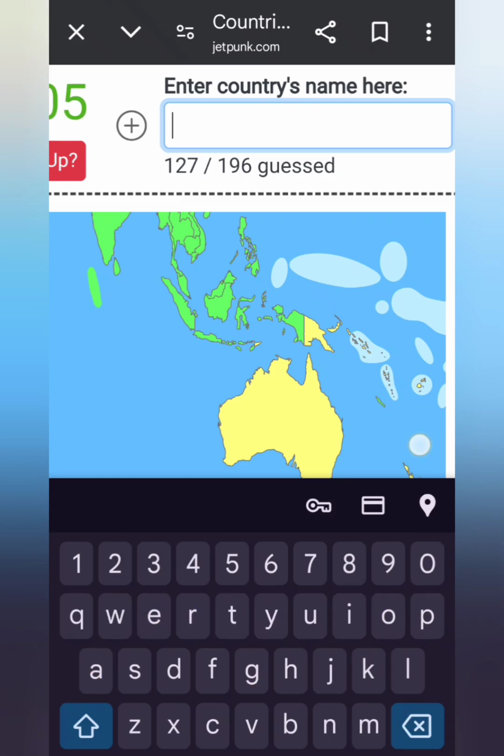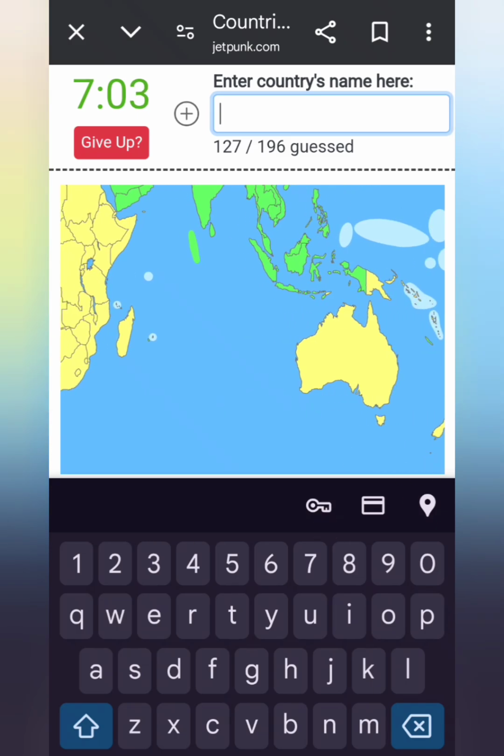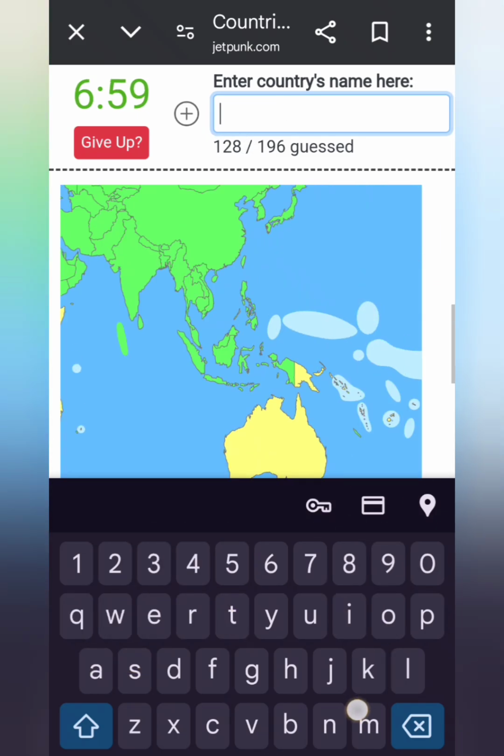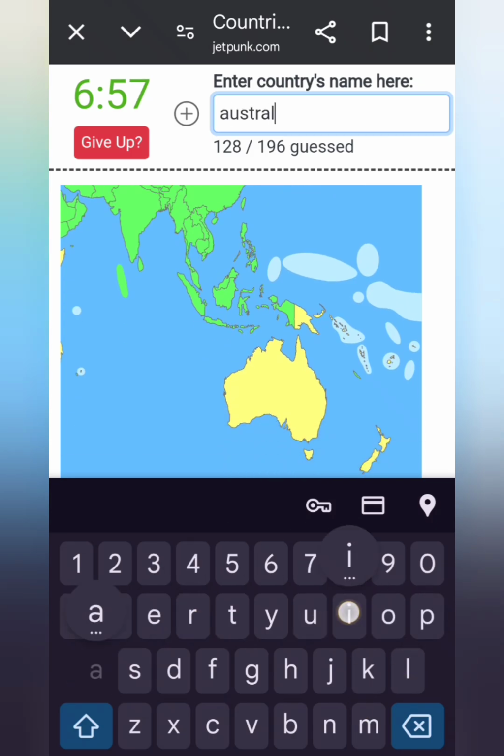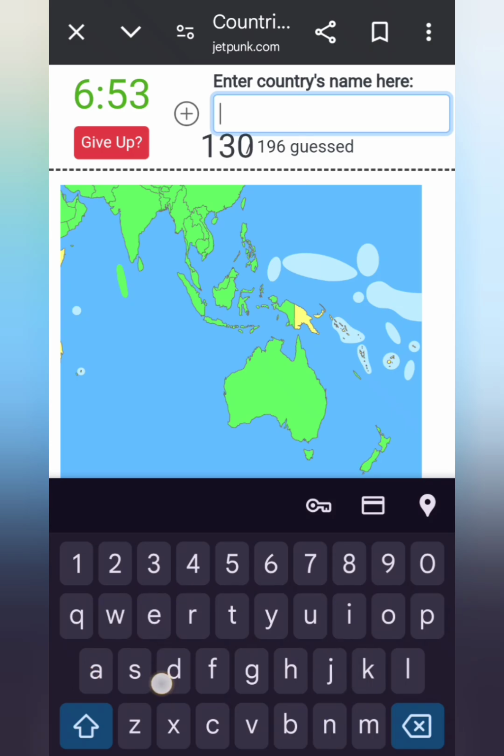Here we completed the whole of Asia with this one. Actually, East Timor is left here. Now shifting to Oceania, we're going to do Australia, New Zealand, my favorite country, Papua New Guinea.